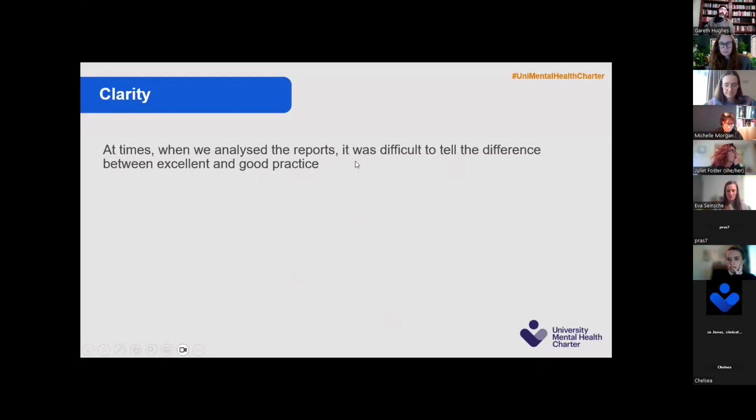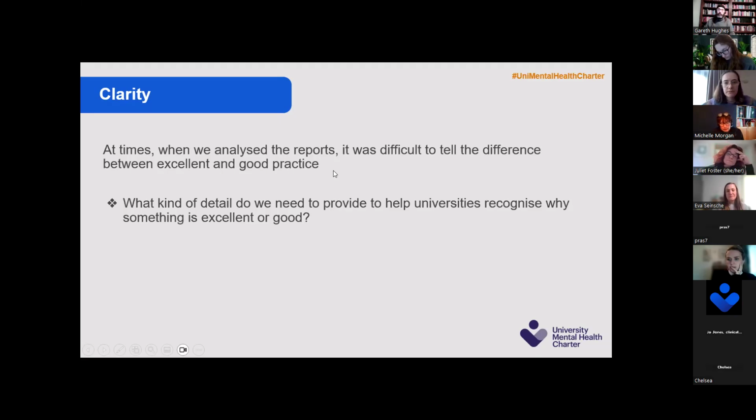Sometimes it almost felt as though it depended on whether the assessor had heard of a similar example or not. If it was the first time an assessor had heard of something like this, they thought it was excellent, whereas if they'd heard other examples of similar things, they might have thought it was good. But there was nothing to quantify that, nothing to help us understand why, particularly for the excellent practice. Quite often it was just listed as X is an example of excellent practice, or X is recognized as excellent practice. So we need to think about what level of detail we need to go to, to help universities recognize why it's excellent or good.